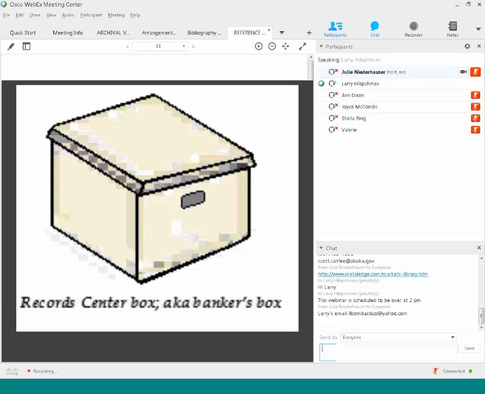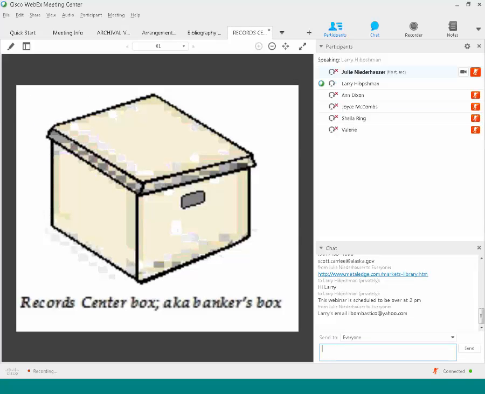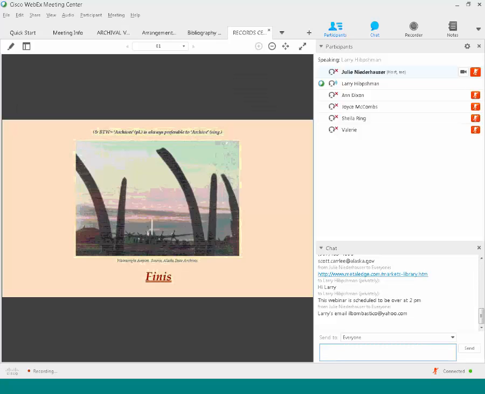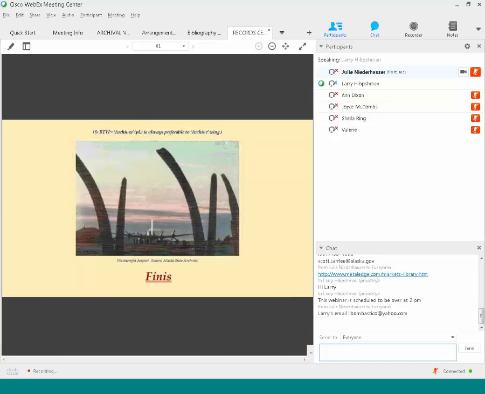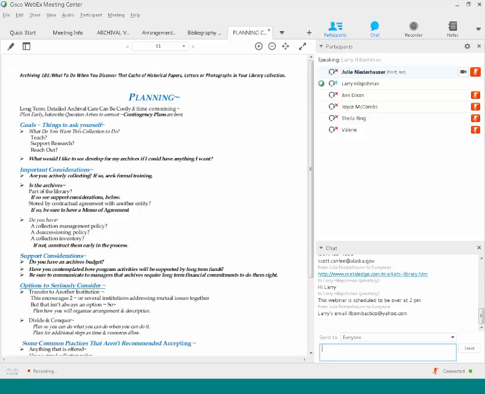I have an illustration of a record center box, and let's see, there's the Hollinger box, and there's one on planning considerations, which I think is where everyone should start, is planning. All right?